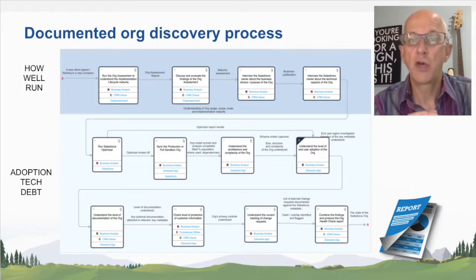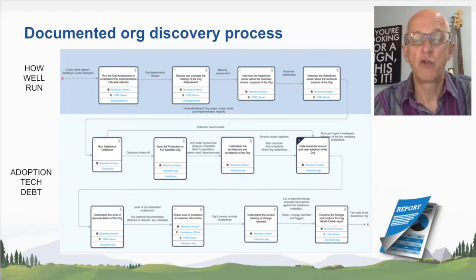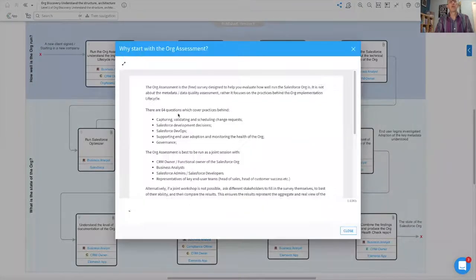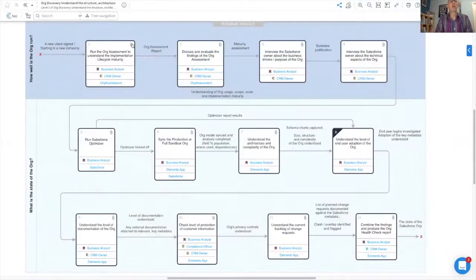So let's go and have a look at the process map and step our way through the first phase, which is all around how well run is the org. So here is the overall org discovery process. As you can see, it's an Elements process map, which means that there are attachments, there are notes there. Why start with the org assessment? Some notes, also links there to, in case running the org assessment. Some items have more information, notes, and links to supporting material or training material.